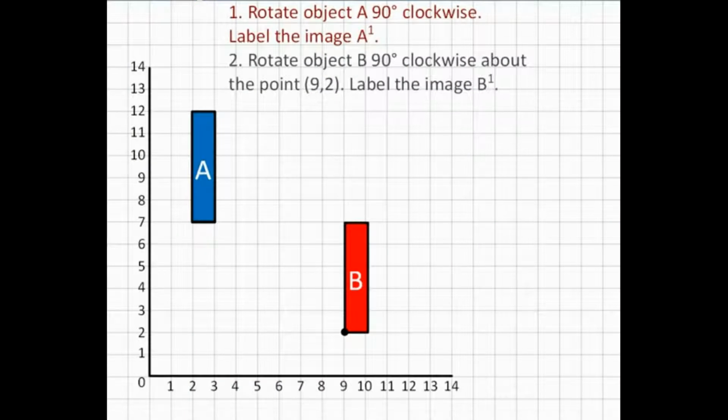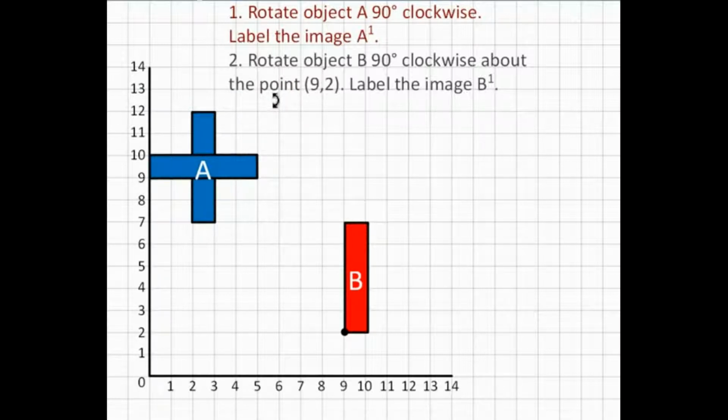Here we've got two examples. Rotate object A 90 degrees clockwise, label the image A1, and then rotate object B 90 degrees clockwise about the point 9,2, label the image B1. So there's not much different about those two instructions. We're rotating shapes that are both rectangles, both congruent, so they're the same shape and the same size. We're rotating both of them 90 degrees and both clockwise. So the only difference is that we're using a centre of rotation to rotate object B, and we'll see the difference that that makes.